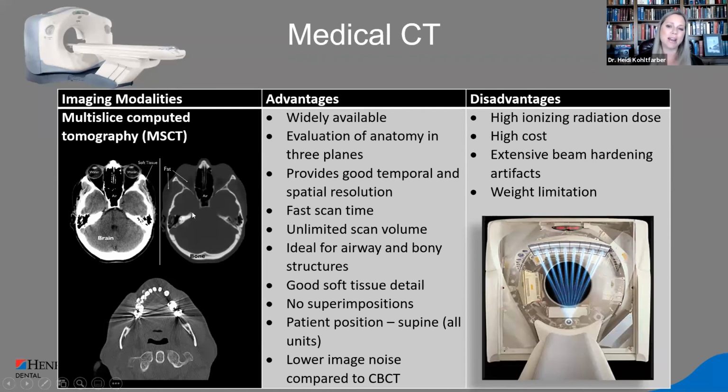But this does come at a higher cost to the patient, increased ionizing radiation dose. We do have extensive beam hardening artifacts, so you can see how much beam hardening we get, streaking throughout. And actually, some machines may have a weight limitation to them, depending on where you're at.